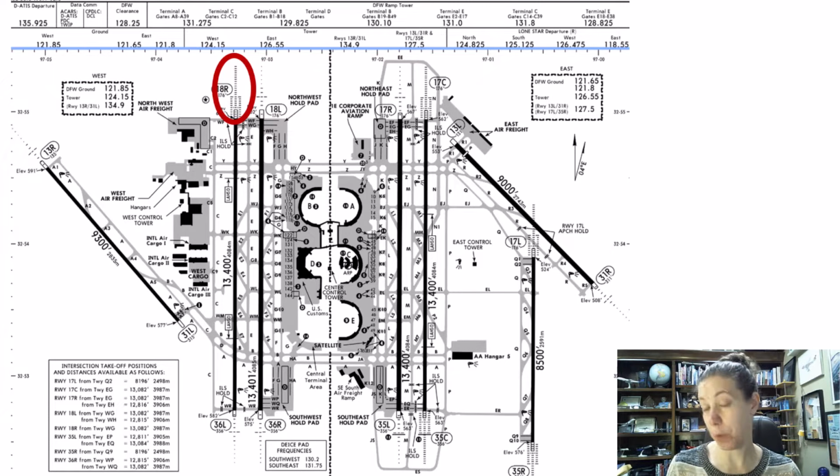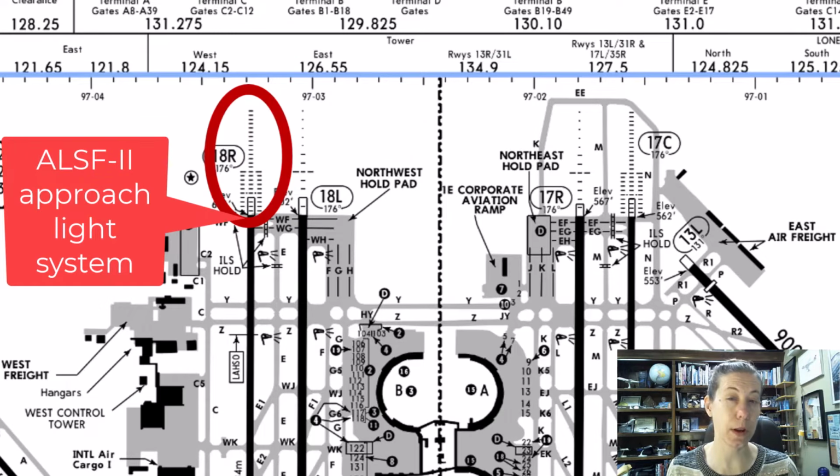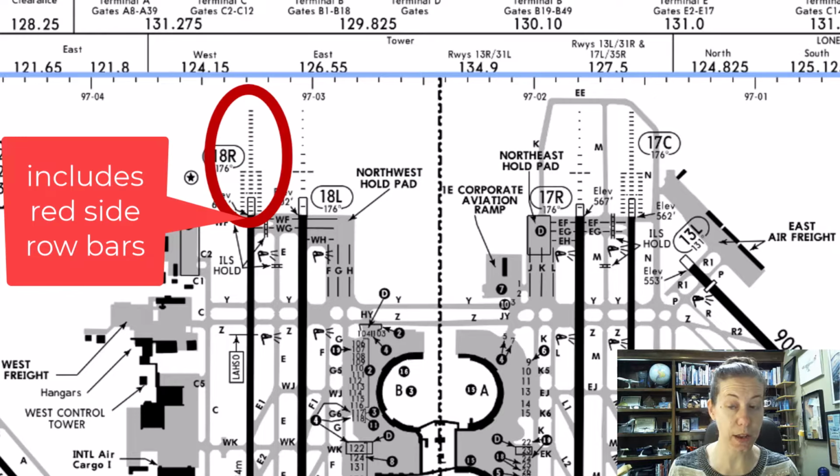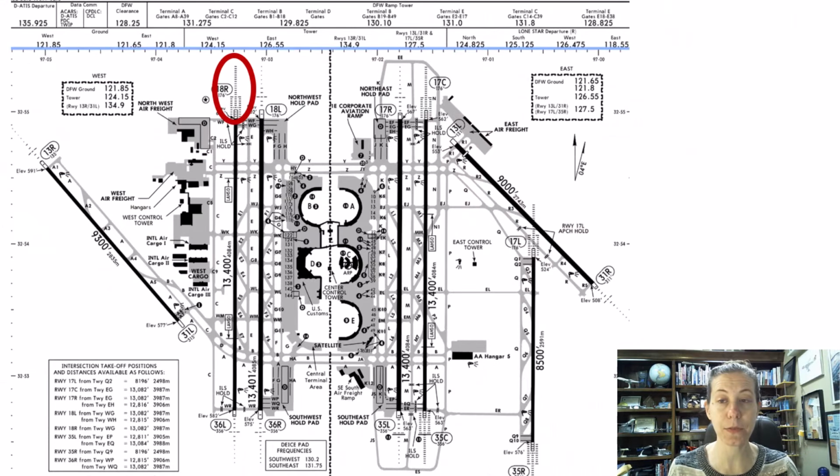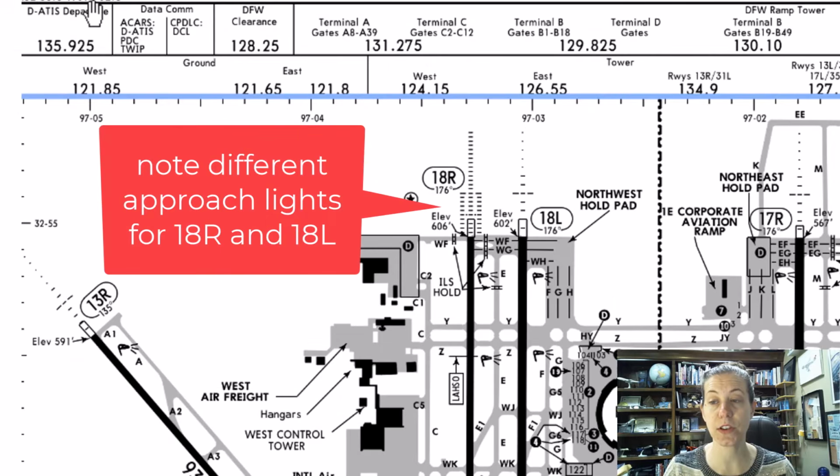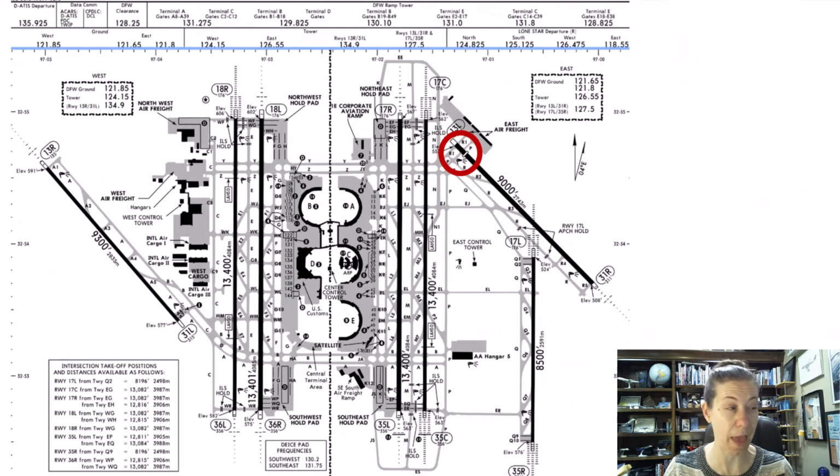How about this? Questions on approach light systems, like what's the difference between the approach light system of 18 right and right next to it at 18 left? Well, this one here at the end of 18 right is the ALSF-II, used for lower visibility approaches. It's going to have some red side row bars on it, whereas the one for 18 left is not going to have those bars, and that is probably a MALSR, although I didn't look it up. But you can see from looking at that there is a difference between the approach light systems of 18 right and 18 left, so I would know about that.